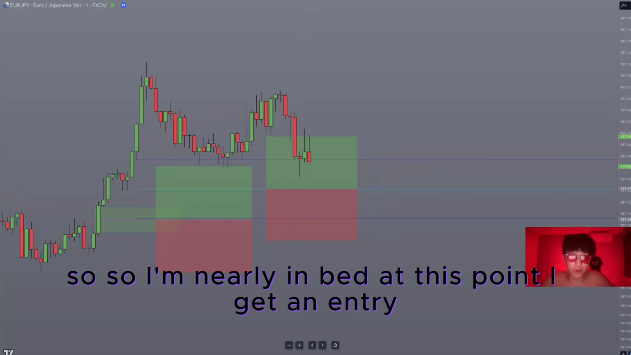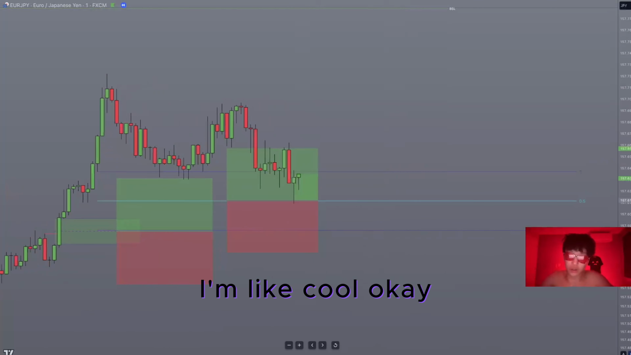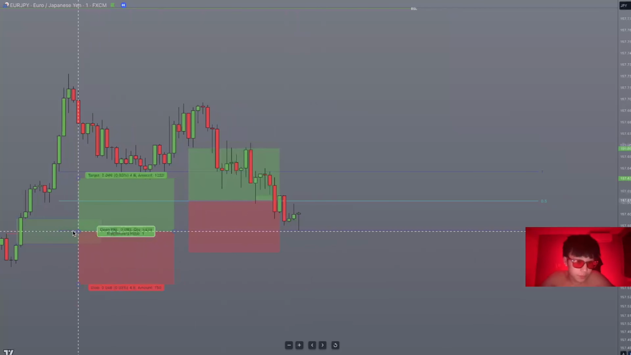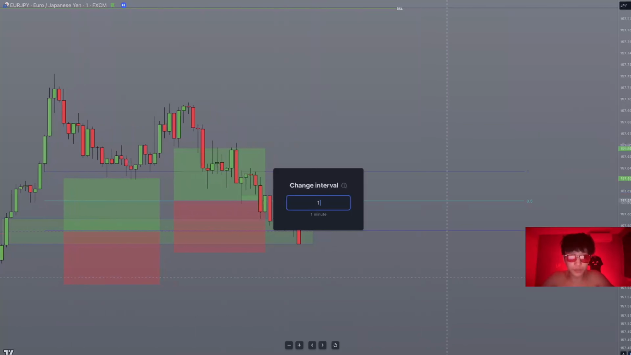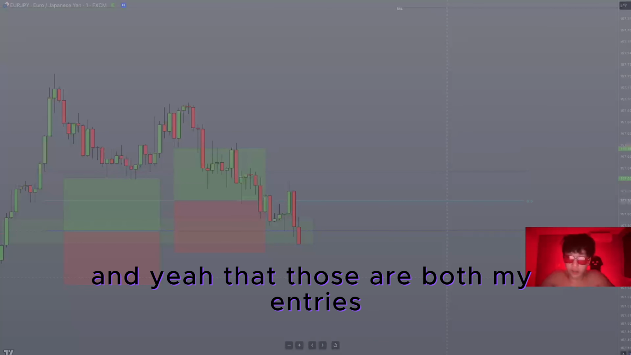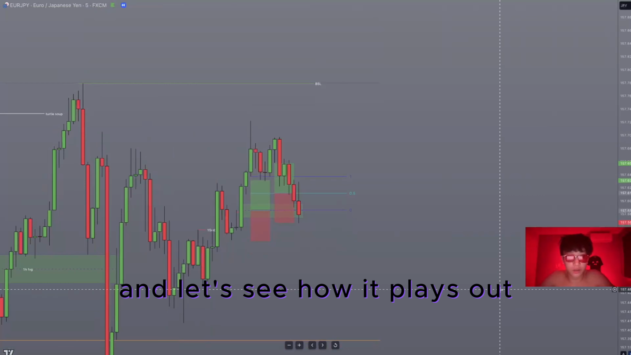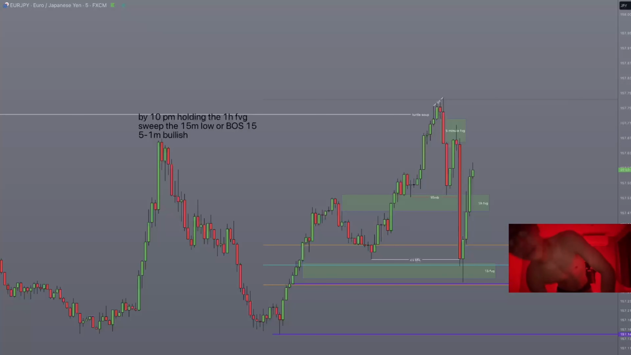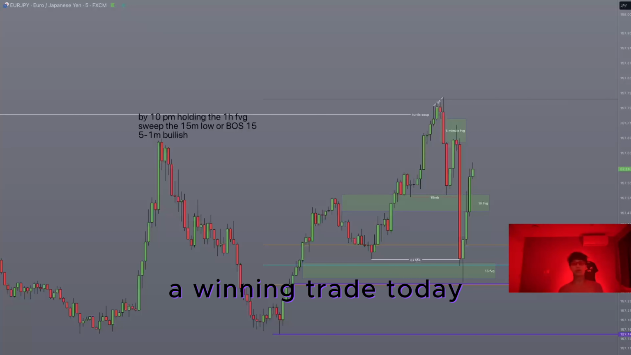This is my bedtime, so I'm nearly in bed at this point. I get my first entry, I'm like, cool, okay, I won't go to bed just yet, and I'll just see how it plays out. And then, as you can see, we get our second entry right here, and yeah, those are both my entries, and let's see how it plays out. Just gotta have patience, bro. Patience pays out. If I'm patient, I know that I could be definitely catching a winning trade today.